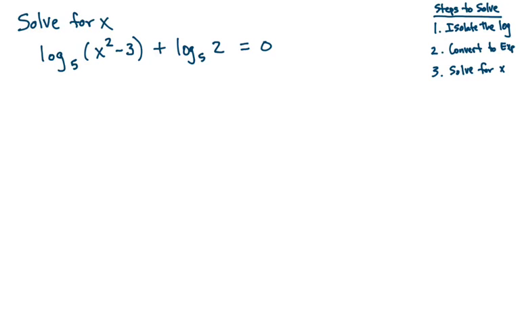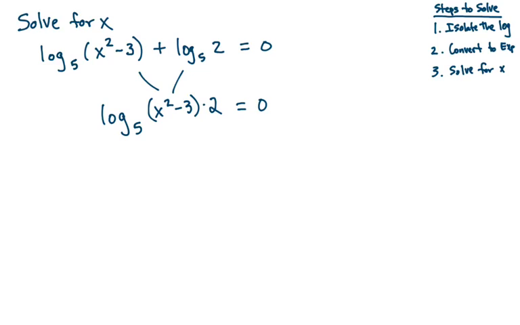In this example, I still have a couple logarithms, so I want to condense those together, and then I'll solve from there. So always try to get it down to one logarithm if you can. I'm adding these logs together, so to condense these, I would multiply the 2 insides of those logs. So this would give me log base 5 of x squared minus 3 multiplied by 2, and so I'll have to distribute that 2, equals 0.